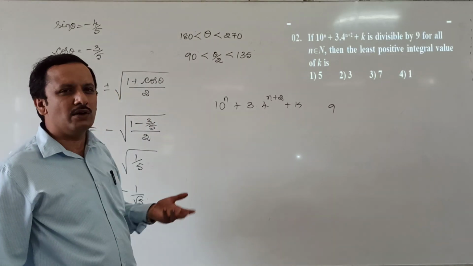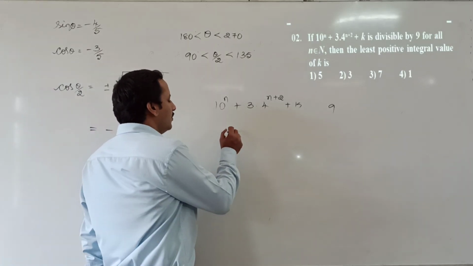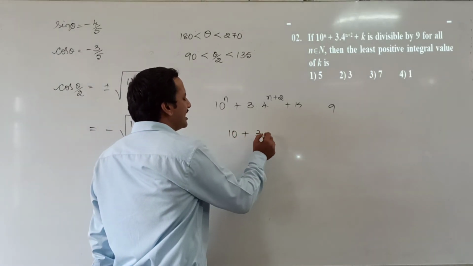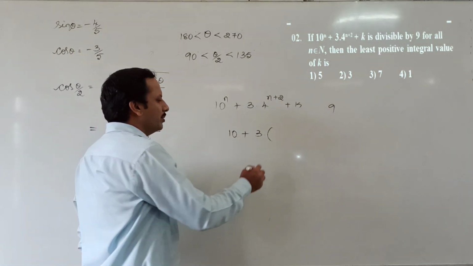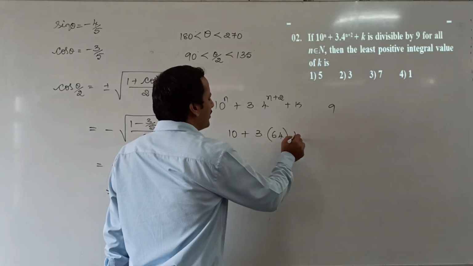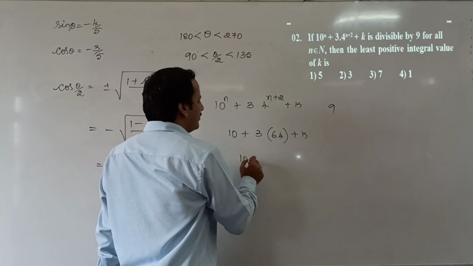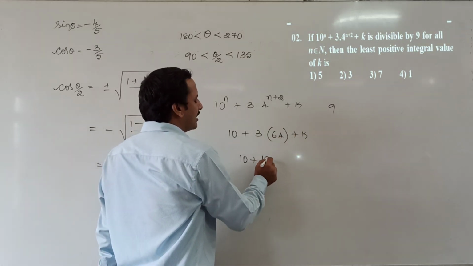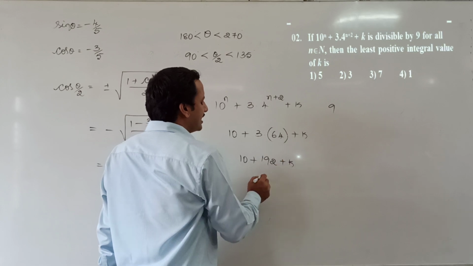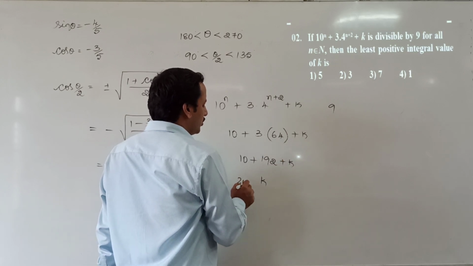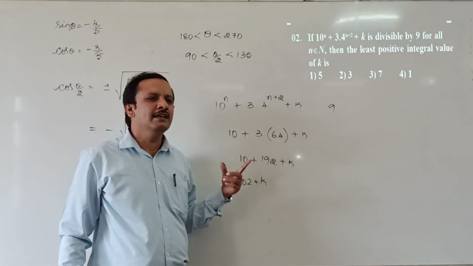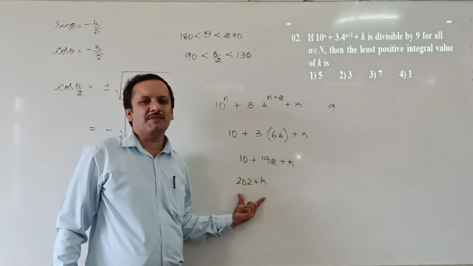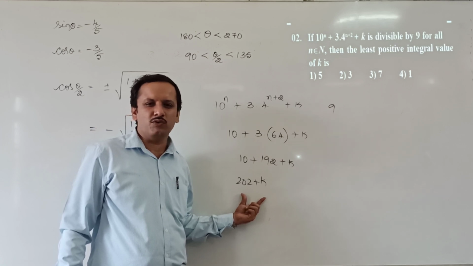Obviously, I prefer 1. Put n equal to 1. You get 10 plus 3 into 4 power 1 plus 2. 1 plus 2 is 3. 4 cube, which is 64, plus k. So 10 plus 64 into 3, that will give you 192 plus k. So 202 plus k. This must be divisible by 9. Then what is the least value of k? That is what we have to find out now.